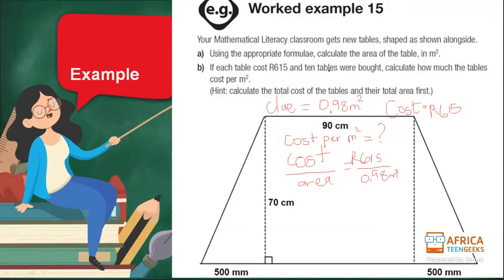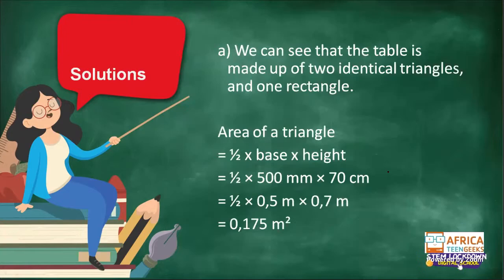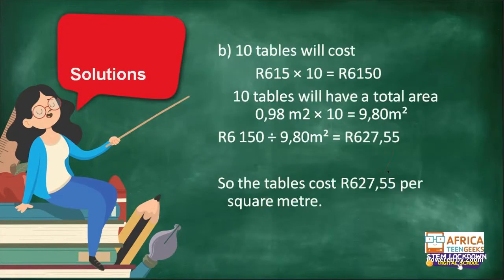Here it says for 10 tables. Here the 10 tables does not really influence our answer, right? Because for 10 tables this will cost 10 times as much. The area will be 10 times as much. So the 10 does not actually influence our answer. So this is like saying 615 divided by 0.98.